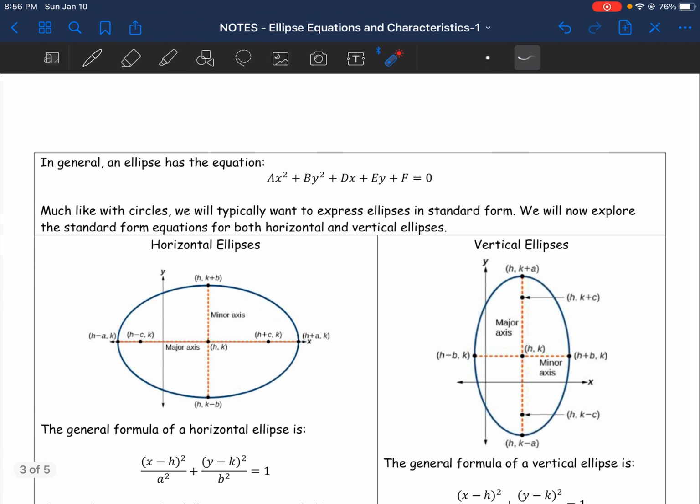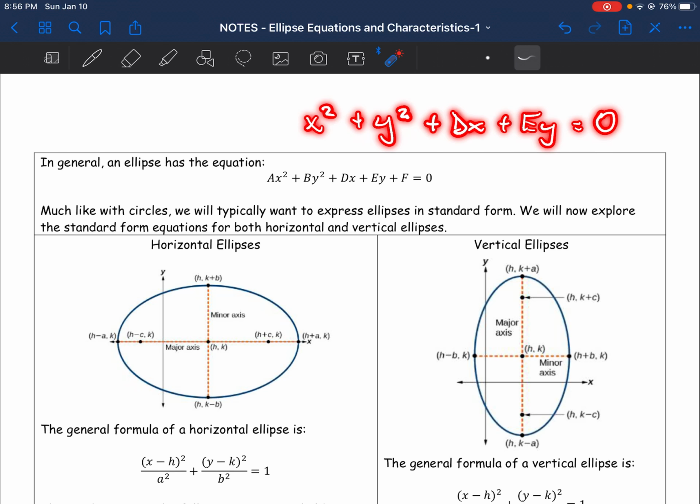Now, just like with circles, we have a general form of an ellipse. So in general, an ellipse has the equation Ax squared plus By squared plus Dx plus Ey plus F equals 0. This is different from a circle because for a circle, the coefficients for x squared and y squared were always 1. Okay? So in general form, you can tell a circle apart from an ellipse based on the fact that x squared and y squared have coefficients other than 1.